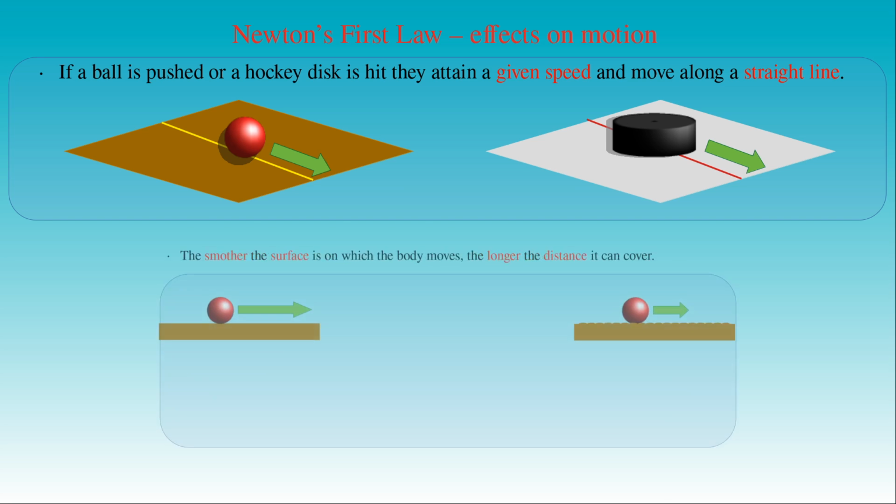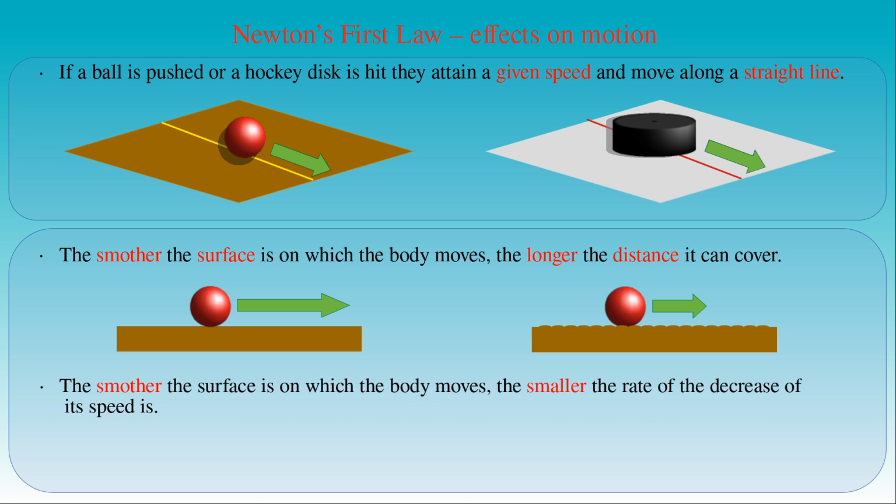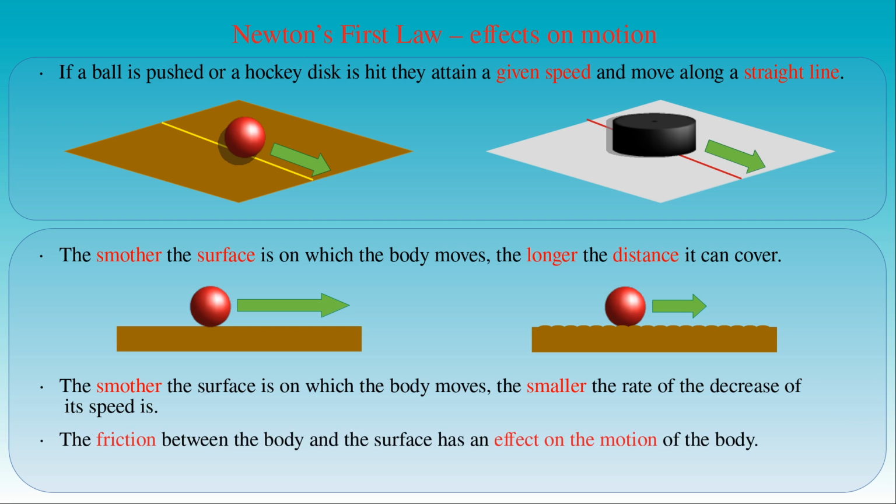We can also observe that the smoother the surface is on which the body moves, the longer the distance it can cover during its motion. Therefore, the smoother the surface is on which the body moves, the smaller the rate of the decrease in its speed is during the motion. We can conclude that the friction between the body and the surface has an effect on the motion of the body, opposing its motion. As a result, the moving body slows down while traveling along a straight line. We can also assume that if we could eliminate the friction, then the body would keep its initial speed.